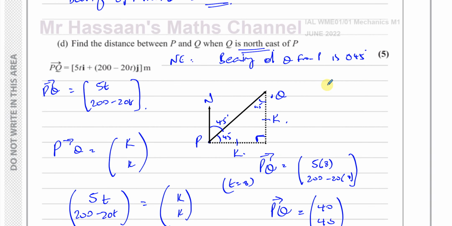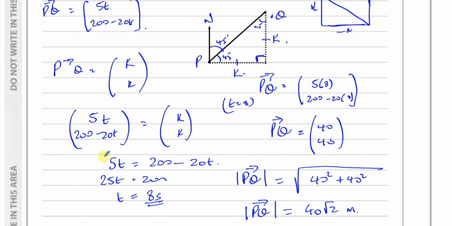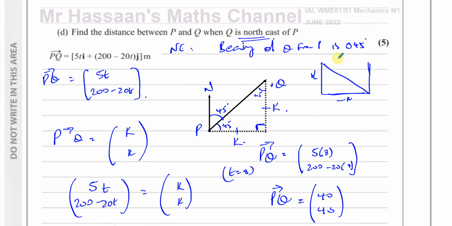All right, now suppose the question had said northwest. If it was northwest, it would be in this direction. So you would say that basically this is going to be minus K and plus K. So you have minus K and plus K. So these would be negative of each other. So you would say 5t is equal to negative, or you could say negative 5t equals 200 minus 20t. Okay, you just have to write them as negative versions of each other. So one of them you would have to put a minus sign in front of, and then solve that equation, and it will give you the time when they're northwest.